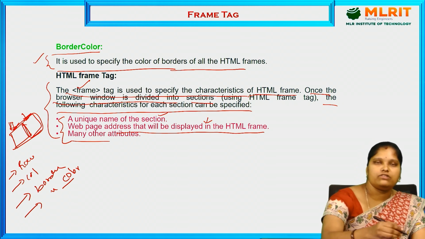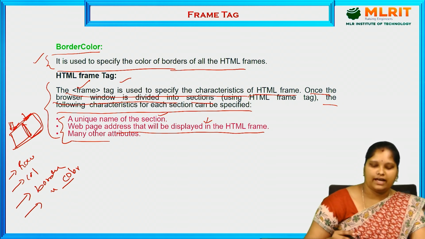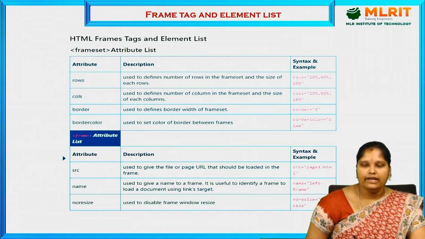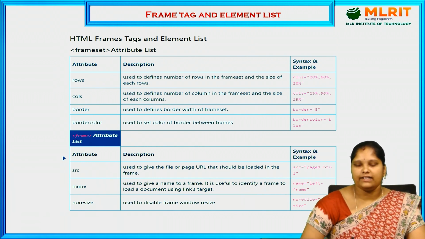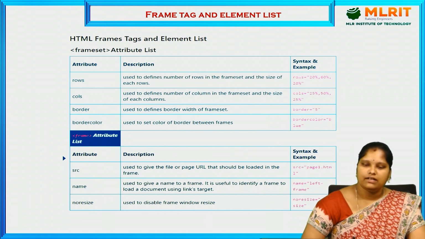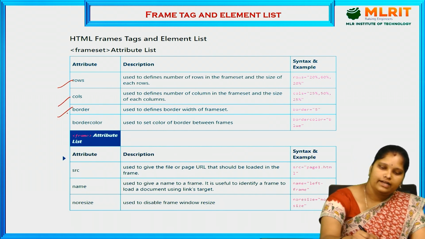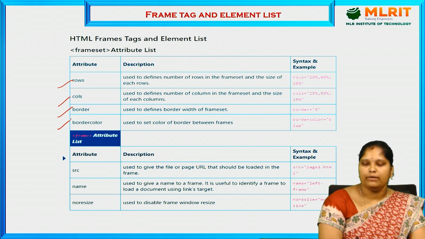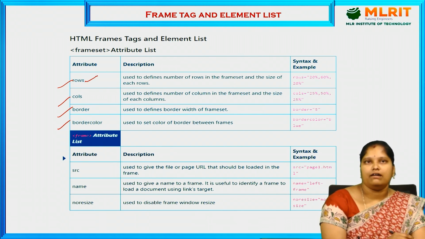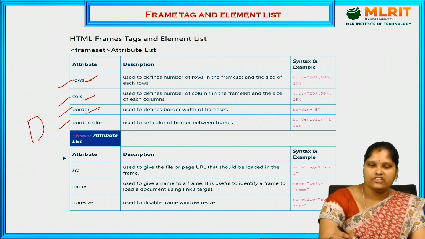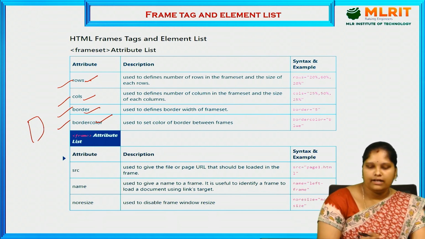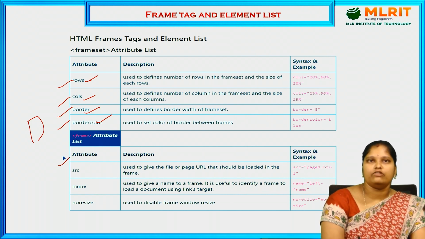Frameset attributes are 4, and next the frame tag is here. And these all are the element list of frameset tag and also frames. These all are the attributes of frameset tag. Already we discussed rows, to divide the web page window row-wise horizontally and vertically, and borders, and mentioning the border color. And next, these are the attributes of frames.